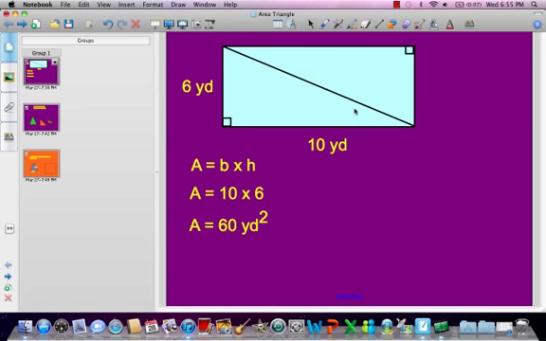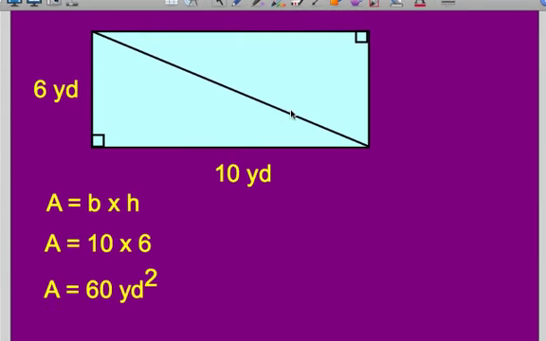You see the rectangle there. It's 6 yards by 10 yards. And you're saying to yourself, I know how to get the area of that rectangle. And you do. Base times height. Area equals base times height. You do 10 times 6. And you know that area is in units squared. So you say 60 yards squared.